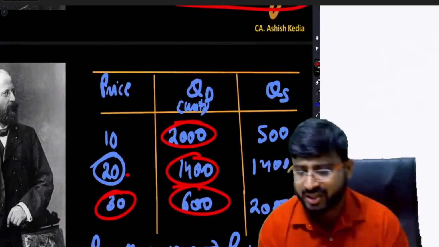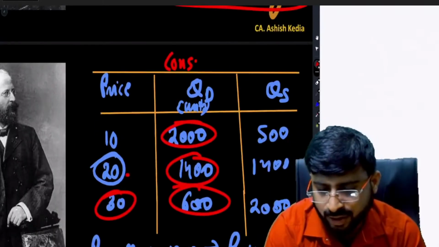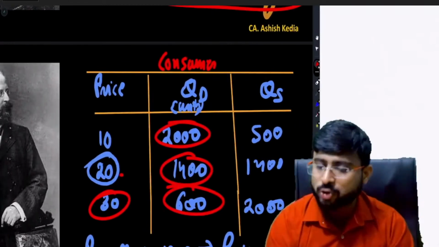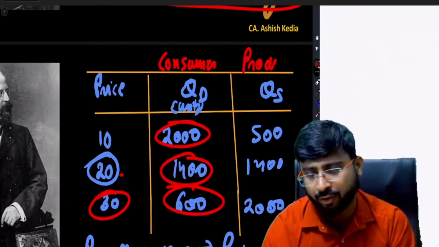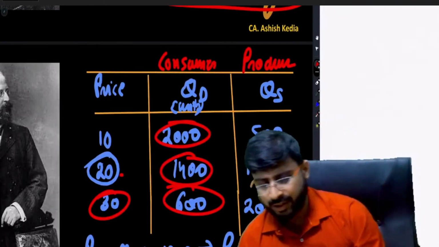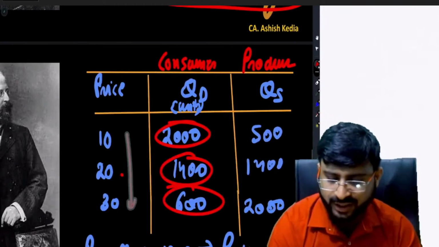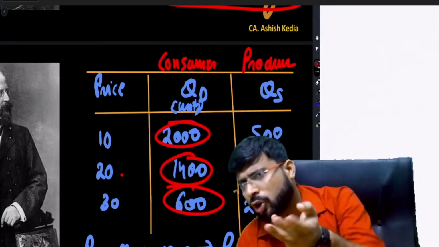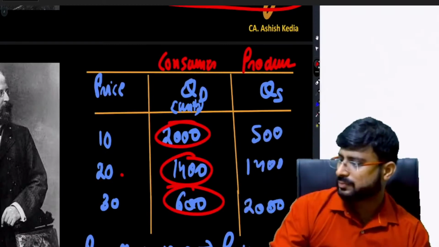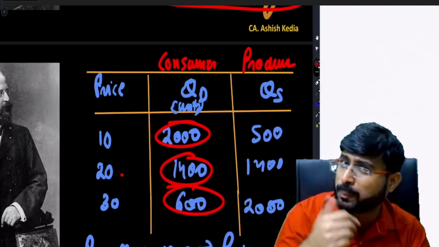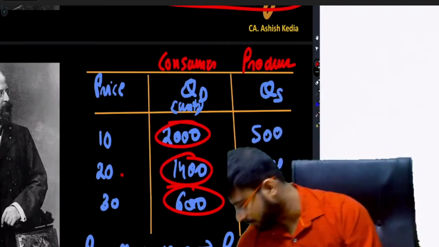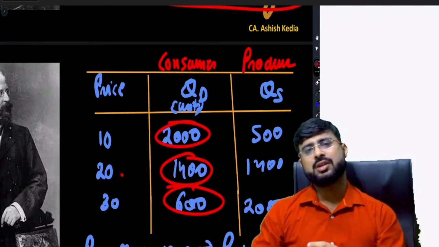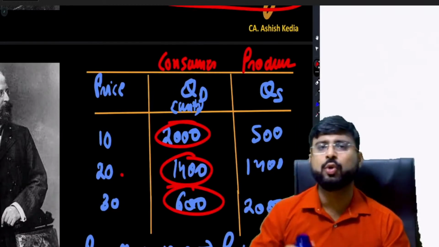But you all tell me, when we study demand, we think from the consumer's point of view. But when we talk about supply, we think from the producer's point of view. Now you all tell me, if price rises, from 10 to 20 and 20 to 30, will producers want to supply more or supply less? If prices are rising, what would the producer want to do?